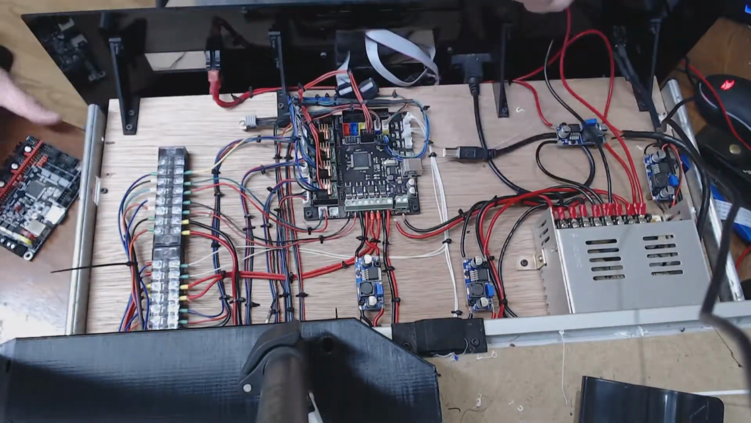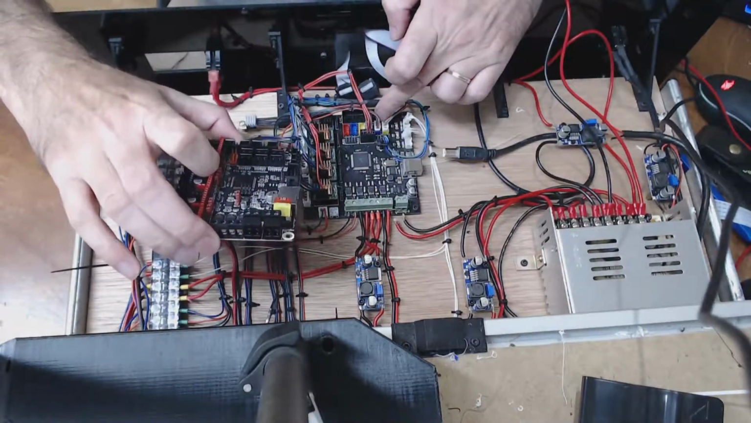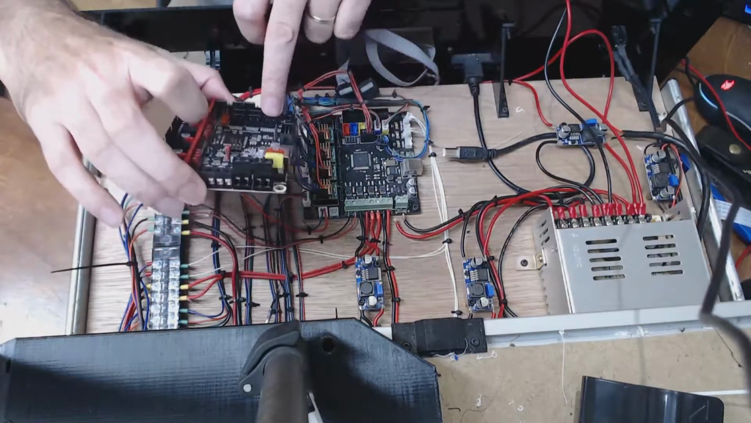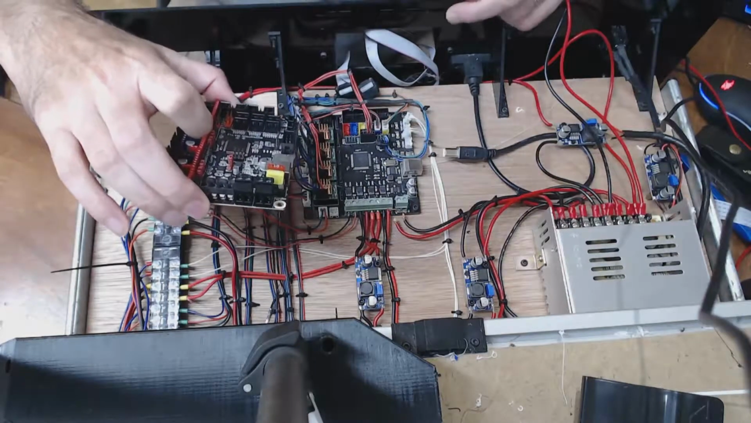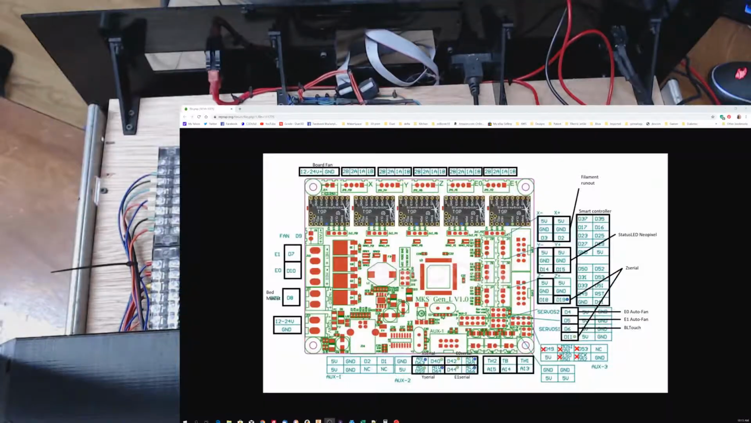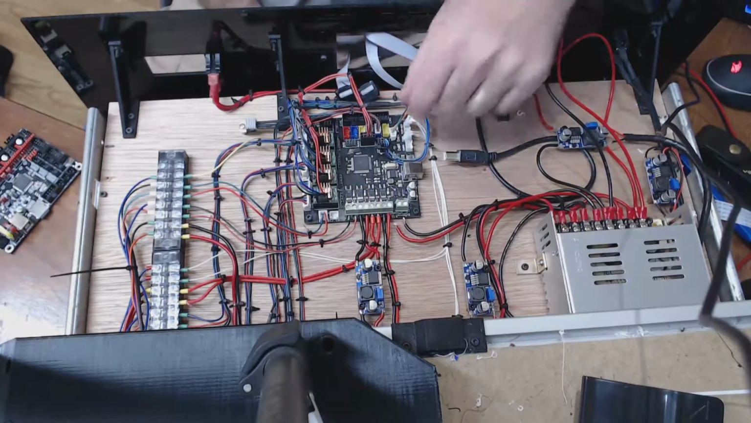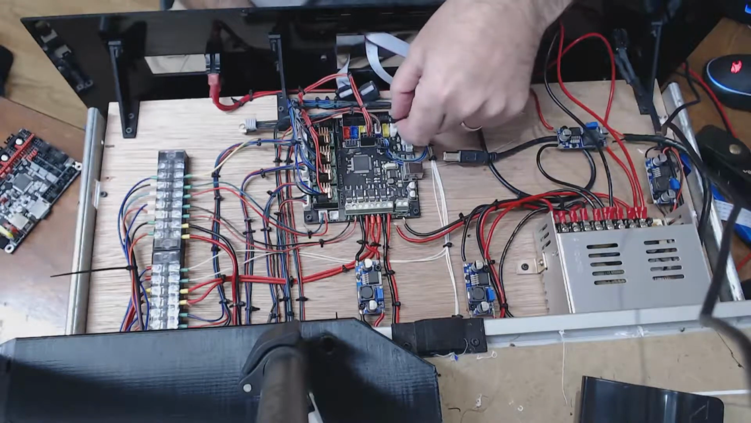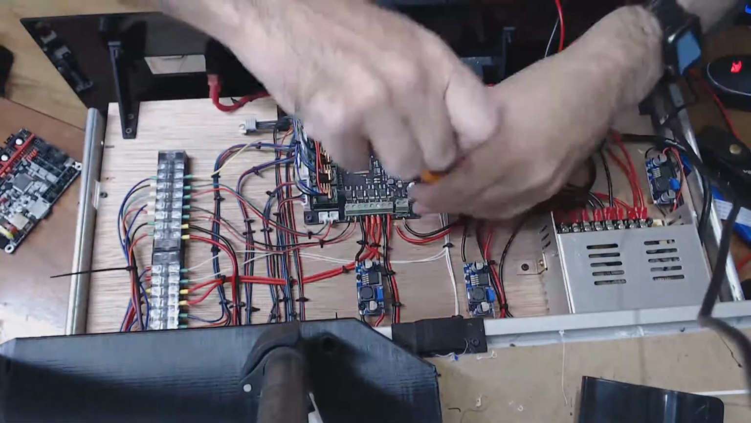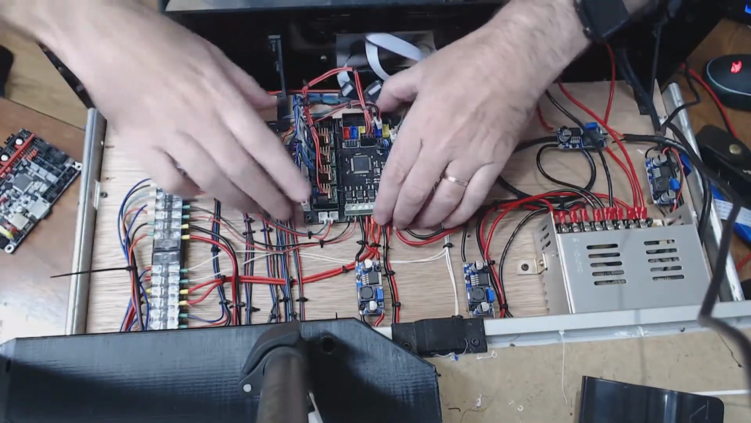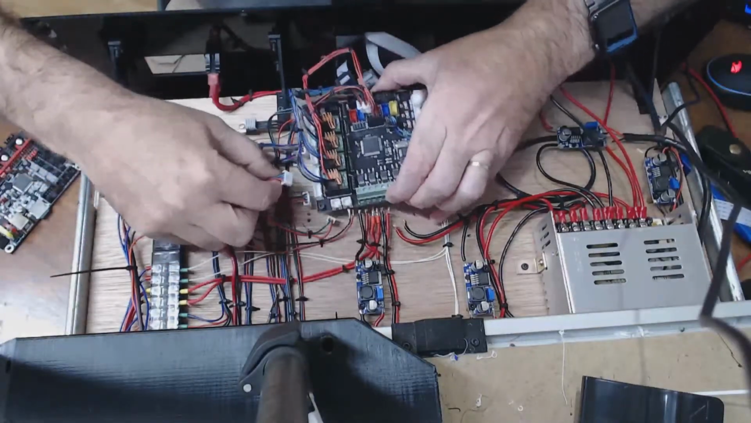The end stops, if we look at that, we have the Z over here, we have the Z min over here, so that again all looks the same too. Yeah, they look good. They have the same polarity going on as well. So this one here has the two wires, that's from the inductive sensor. Without hopefully disrupting much of the wiring. There we go, that came out, those came out.